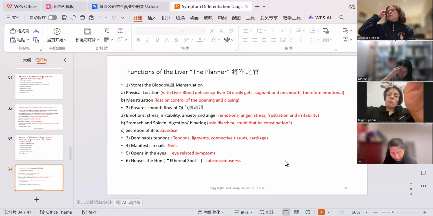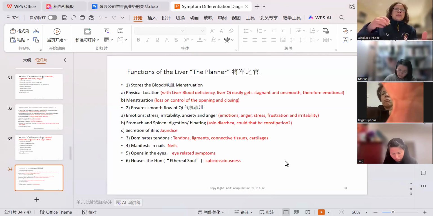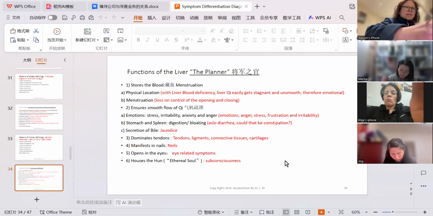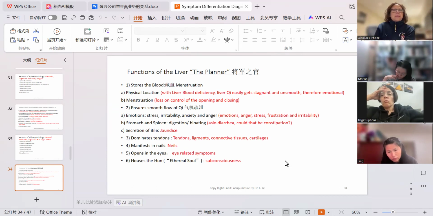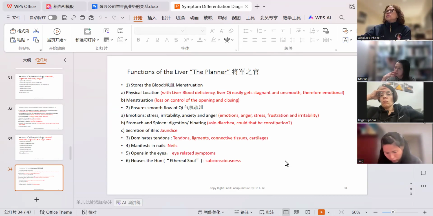Okay, the function of the liver: the planner, or we call it the commander. The liver stores the blood and governs menstruation. So anything to do with the period cycle or bleeding, the liver needs to be looked into. The liver stores a major reserve of the blood, and liver qi controls the opening and closing of the valve for blood into the uterus. Therefore, menstruation itself is under the liver's regulation.